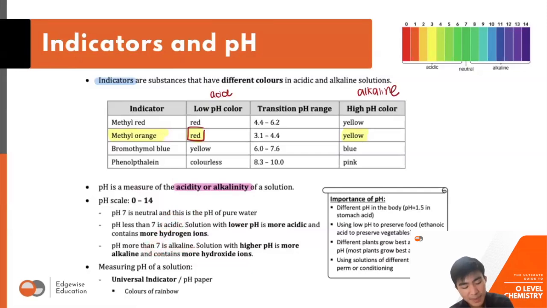Now, remember acidic will always be because there is a lot of H plus. Alkaline is always because there's a lot of OH minus. Now, I want to ask you all a question. If I have an acid, for example HCl, can somebody tell me, is this a strong acid or a weak acid? HCl, strong acid or weak acid?